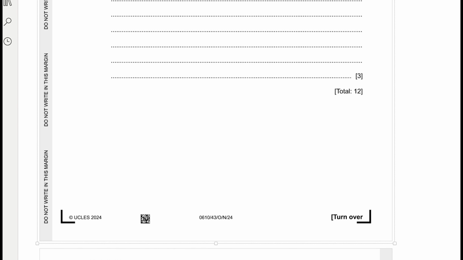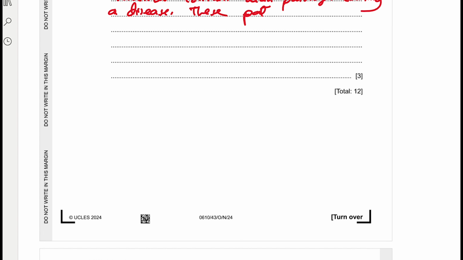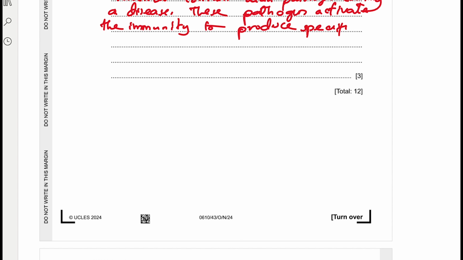This is because vaccines contain dead pathogens causing a disease. Alright, then these pathogens activate the immunity to produce specific antibodies.